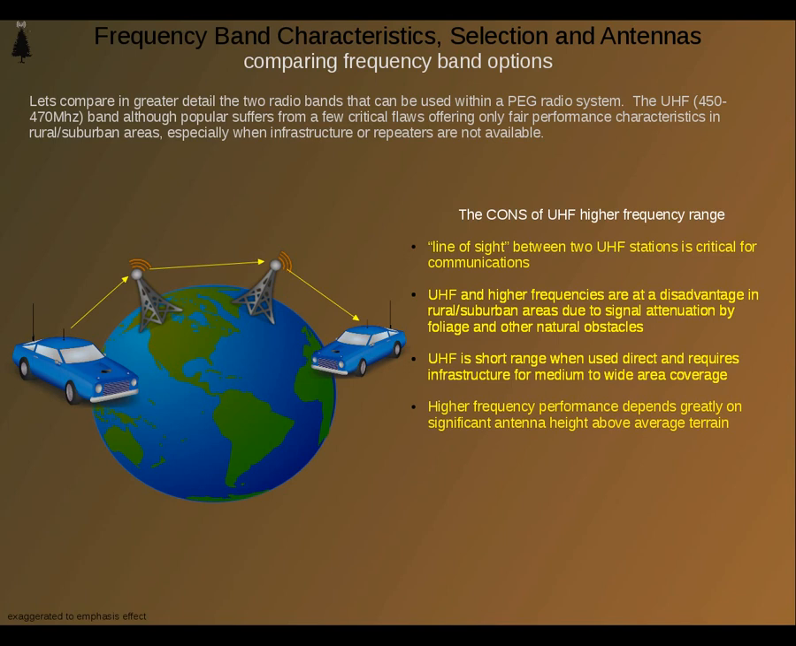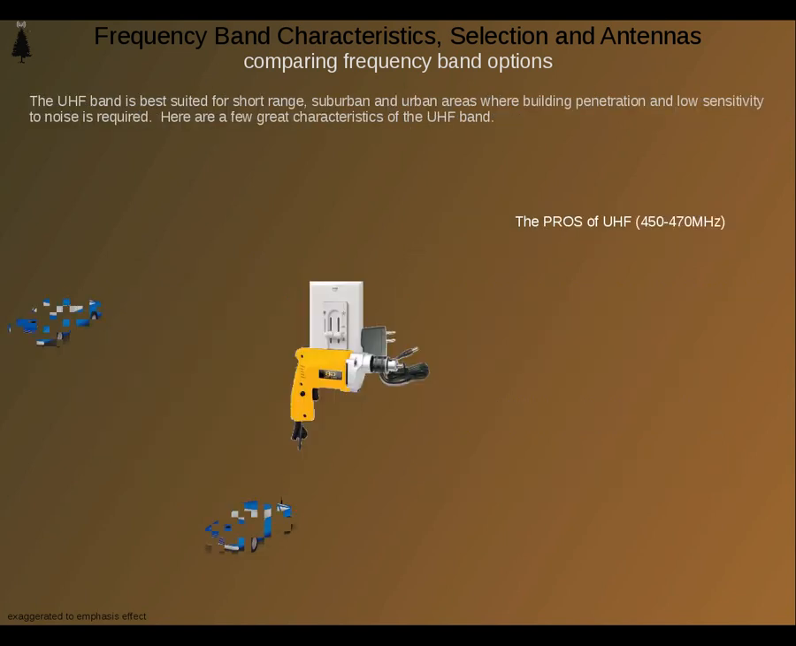Higher frequency performance depends greatly on significant antenna height above average terrain. UHF systems cost significantly more than lower frequency systems due to the higher grade equipment needed to compensate for the greater signal loss. The UHF band is best suited for short-range, suburban and urban areas where building penetration and low sensitivity to noise is required.